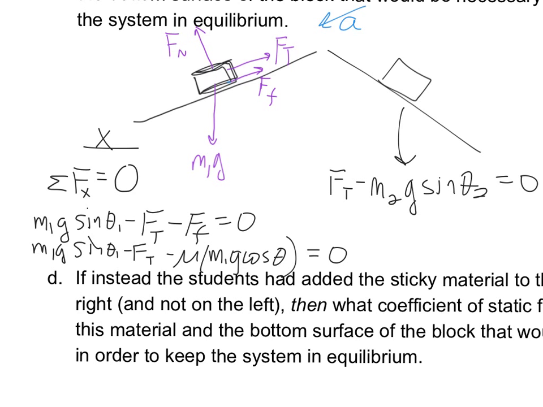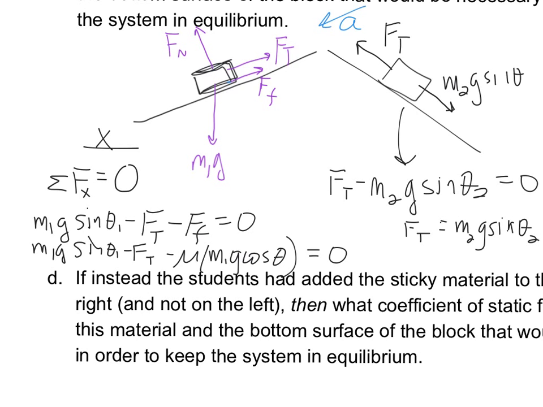So that's cool, because now what I can do is solve this one for ft. Make ft equal to m2g sine theta 2. And that is to say, if this block is not accelerating, then the tension up the incline, ft, needs to be numerically equal to the component of gravity down the incline, which we learned was m2g sine theta 2. So they are equal only because the block isn't accelerating. So I can take that and stick it in there.